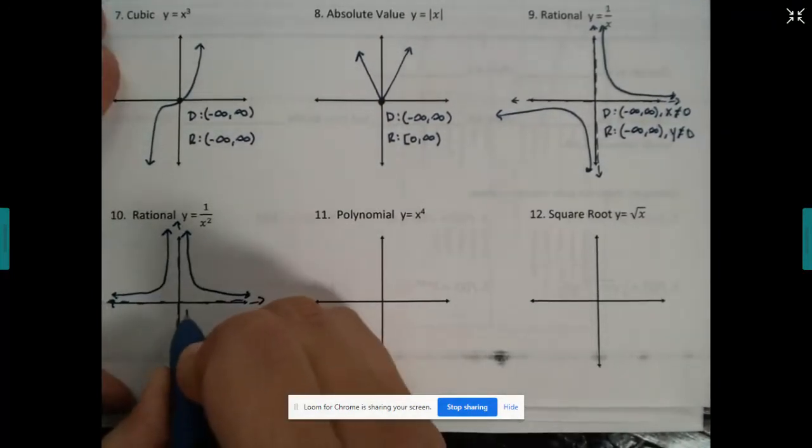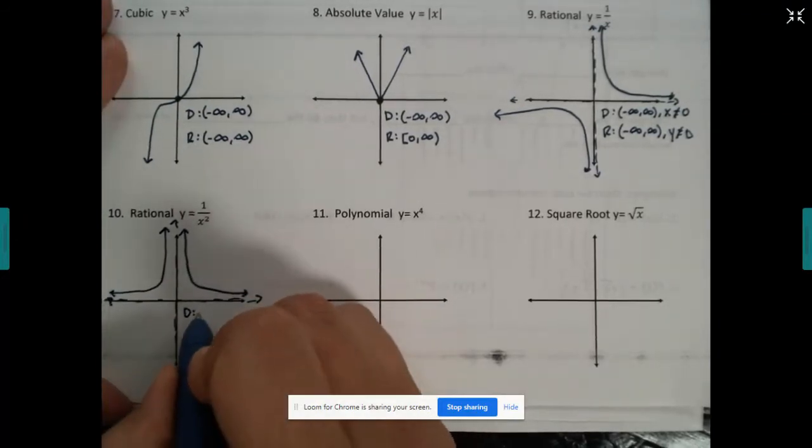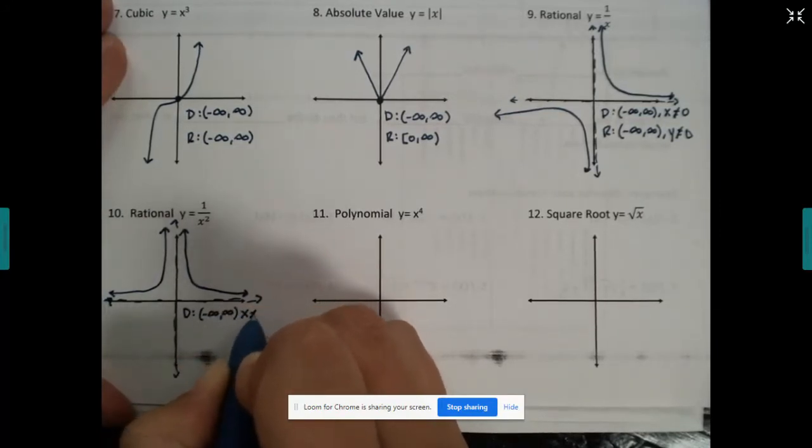But then our domain is the same. It's still going left forever, right forever, but it's not 0. So negative infinity to infinity, where x does not equal 0.